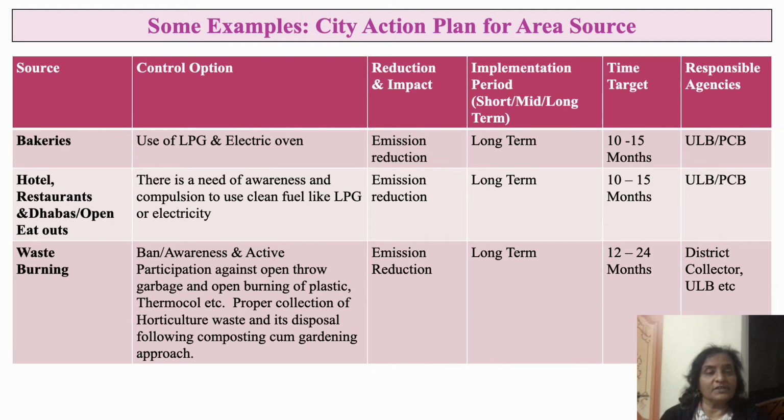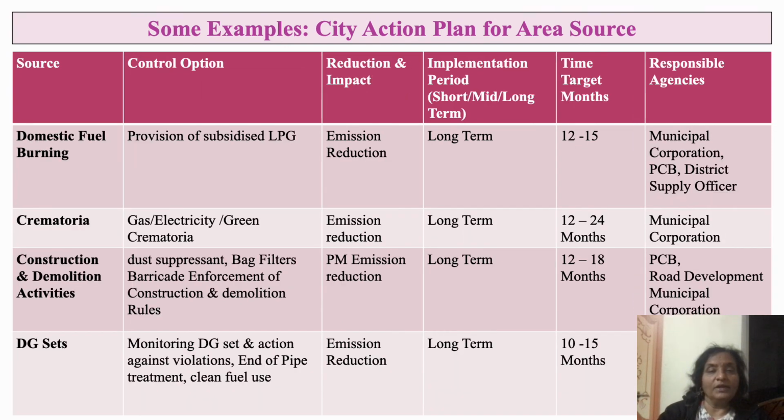Now if we see some of the city action plans, we can see that for area sources like bakeries, hotels, restaurants, these are the control options like use of LPG, clean fuel, electricity, ban on the open throwing of waste, open burning of plastic, and proper collection and disposal of waste. So this will reduce the emissions. It is a medium term action plan of 10 to 15 months, and the responsible agencies are ULB, PCB, district collector, etc. Similarly, we have them for domestic fuel combustion, burning, crematoria, construction and demolition waste, and DG sets. These are all the control options that I have already told, and these are all the responsible agencies with time frame targets.